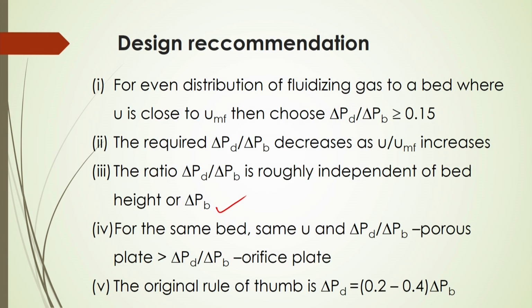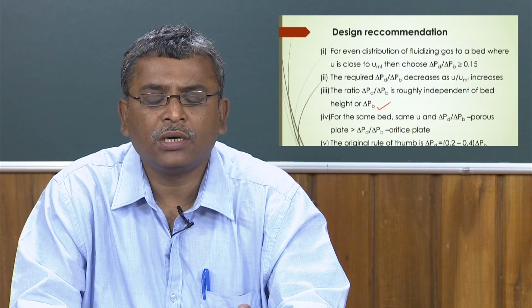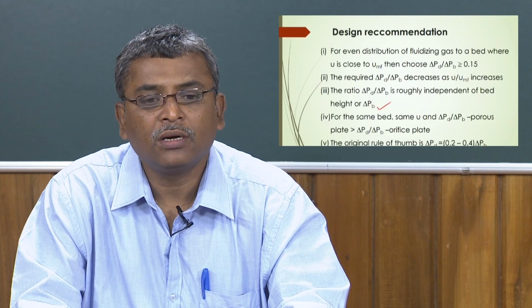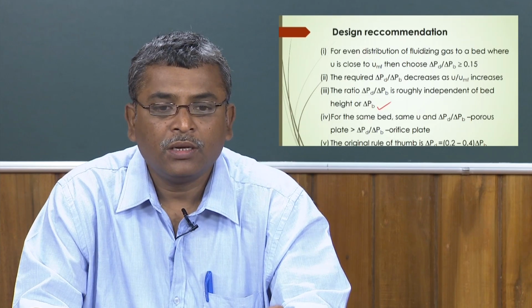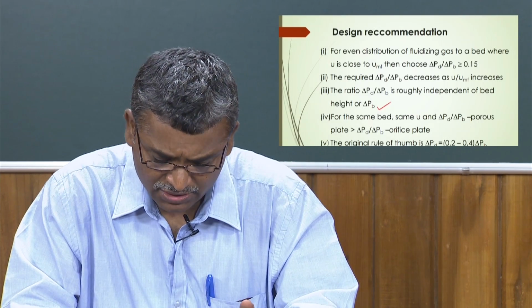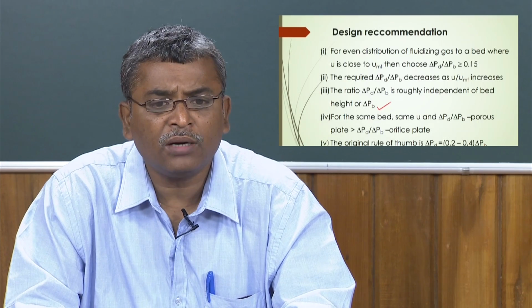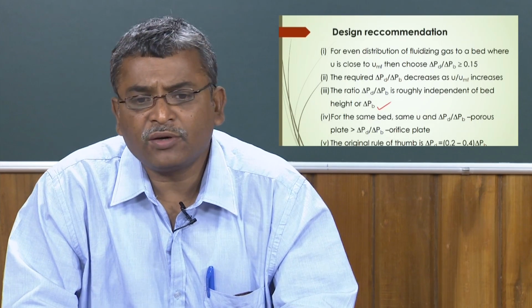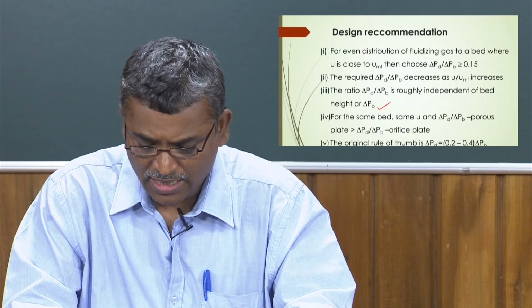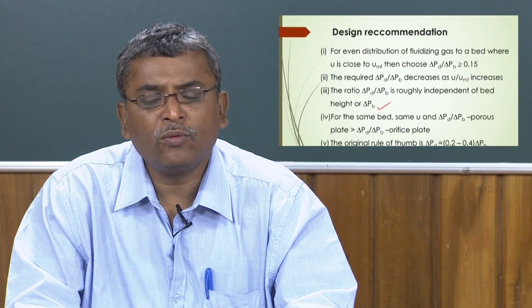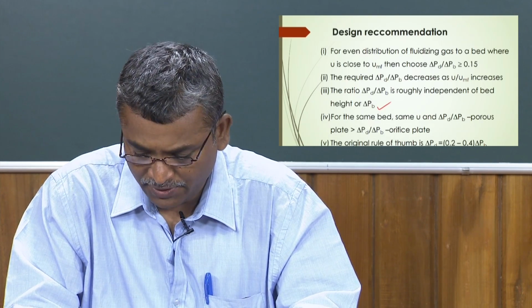For the same bed and the same velocity, the ratio of distributor pressure drop to bed pressure drop for a porous plate should be greater than that of an orifice plate. Now, as a thumb rule for design, you have to use a distributor pressure drop of 0.2 to 0.4 times the bed pressure drop.